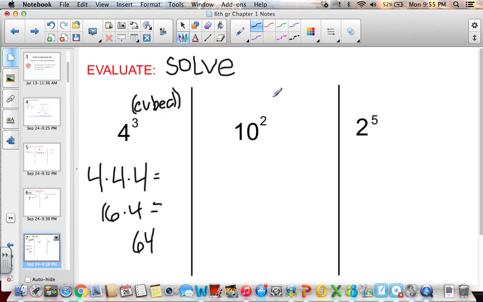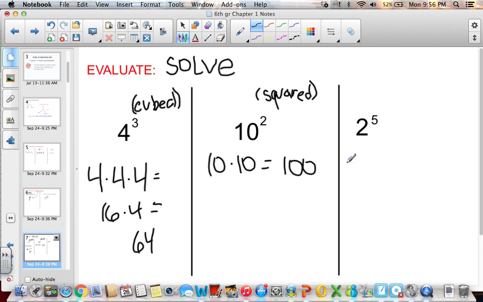10 to the second power, or we would say 10 squared. So an exponent of 2 means squared. And an exponent of 3 means cubed. So 10 squared just means 10 times 10, which equals 100. Remember, all of these we are multiplying.